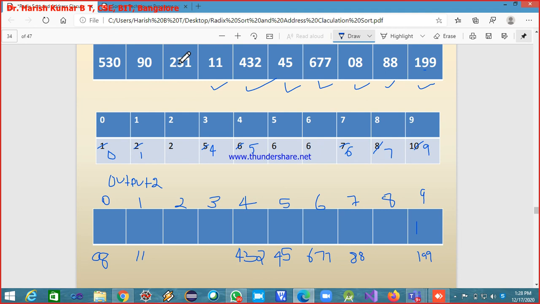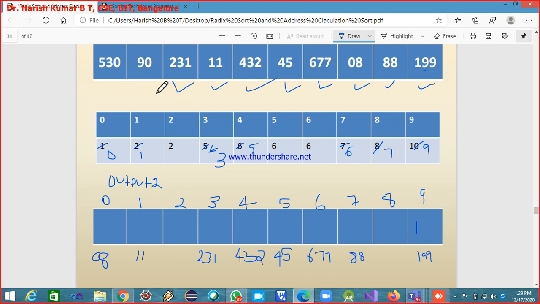Next 231, I have encountered 3. If I come here to 3, what is the value? 4. This will be decremented by 1 more, and we get it as 3. And we have 231 taking the position 3. 231. People understood? Next, 231 is also done.